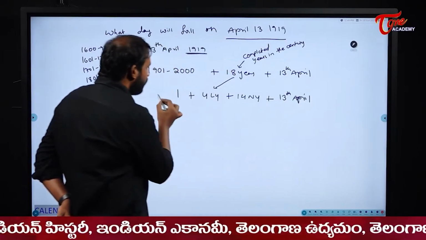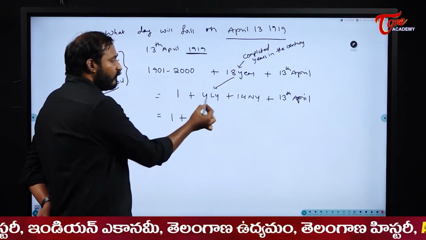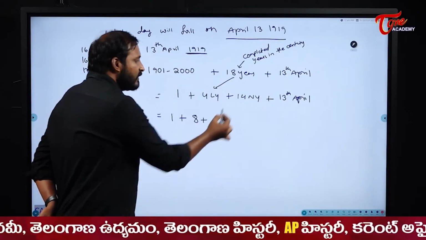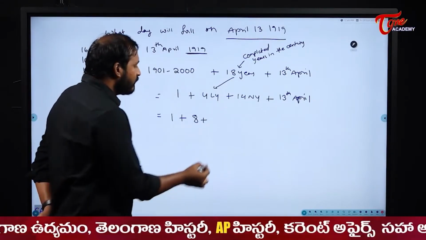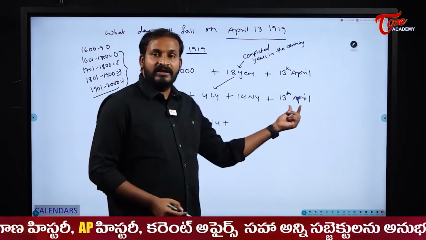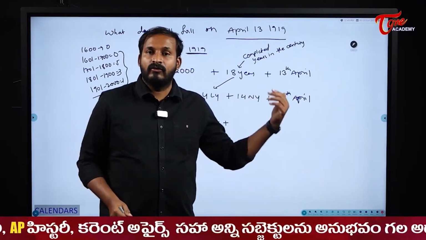13th of April. Now please see here: 1 plus 4 leap years. How many odd days will we have? 4 into 2, 8. Plus 14 normal years, 14 into 1, 14. Plus it is in the month of April, right? That means I need to write the codes till April.